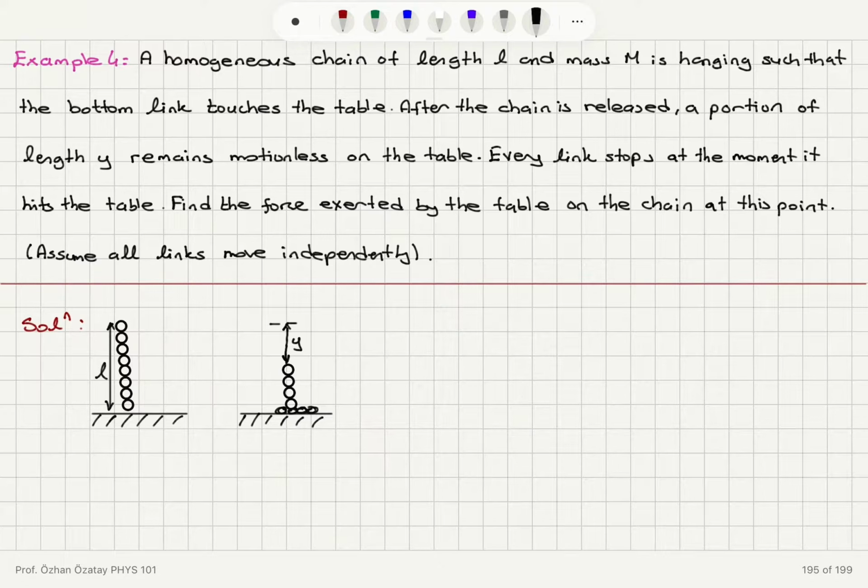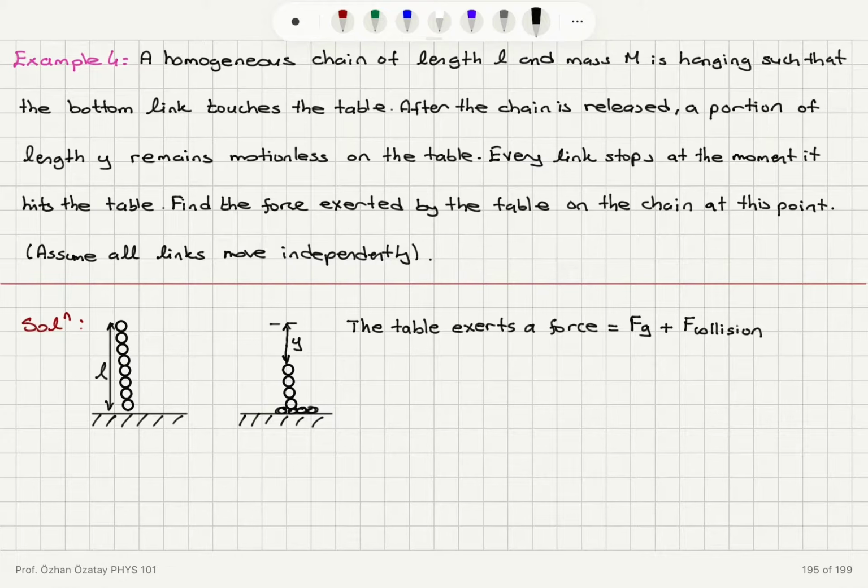So let's first start by noting that the table exerts a force which has two contributions: the normal force, which is the reaction to the gravitational force, and then there is the force of collision, which will be present only during the collision.